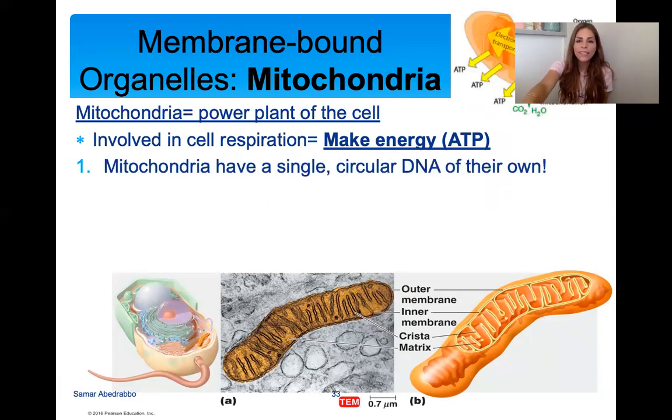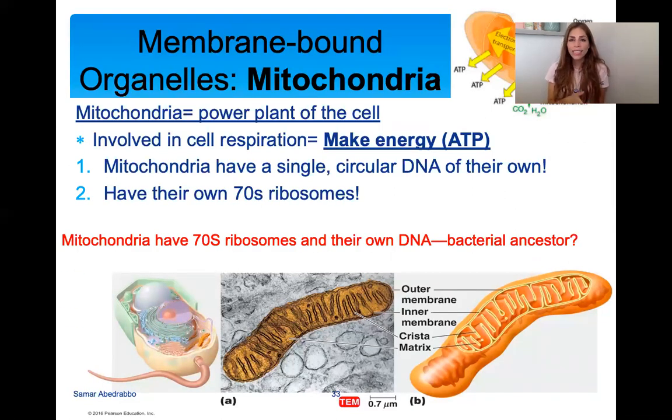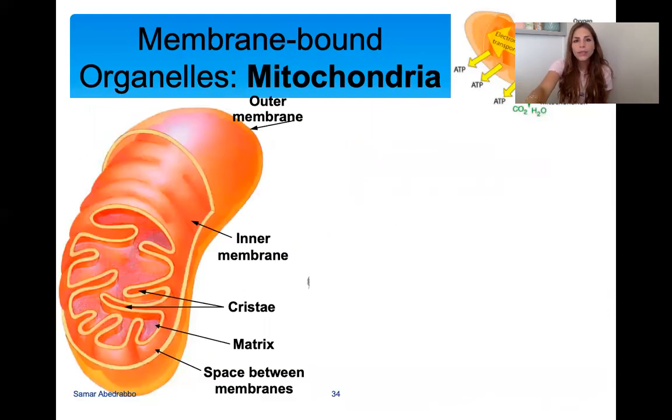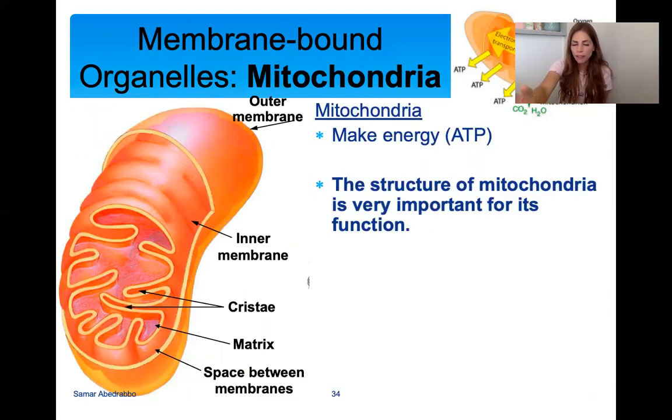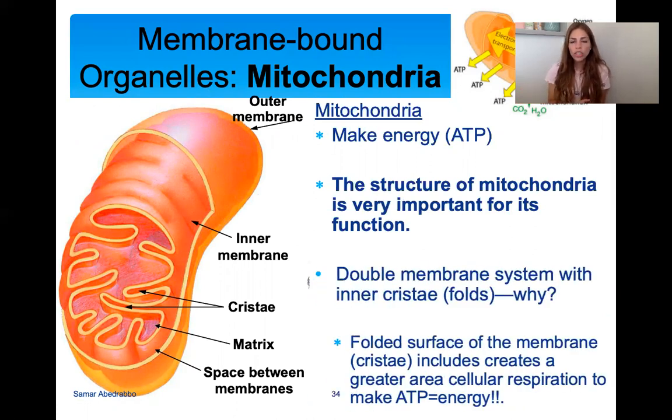Mitochondria, when we look at them, they have a single circular DNA of their own. They also have 70S ribosomes. We saw 70S ribosomes and circular DNA in prokaryotic cells. So this suggests that mitochondria have a bacterial ancestor or maybe developed from bacteria. So here is the mitochondria. Their function is to make energy, and its structure is very important. The main thing I want you to know is when we look at the structure of organelles, there's a lot of folds called cristae, and these folds are important because this is where cell respiration happens to make ATP. The more folds you have, the more ATP you make. So this is the structure of the organelle.